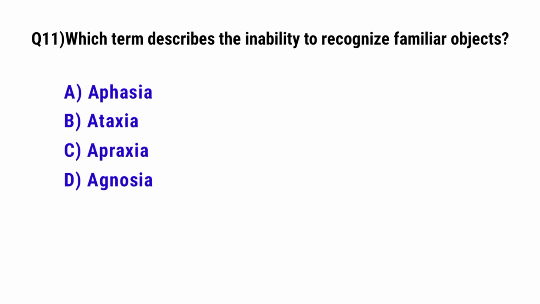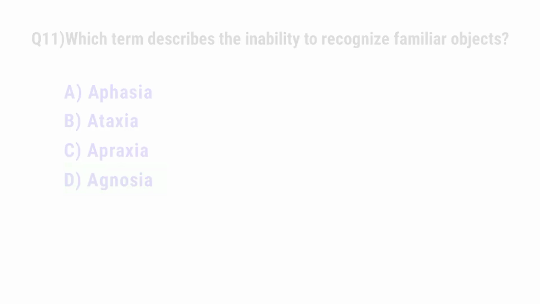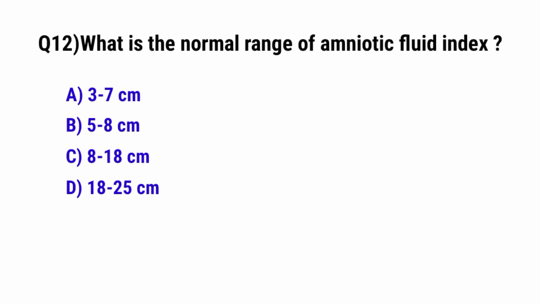Question number 11. Which term describes the inability to recognize familiar objects? The correct option is D. Agnosia. Question number 12. What is the normal range of amniotic fluid index? The correct option is C. 8 to 18 centimeter.